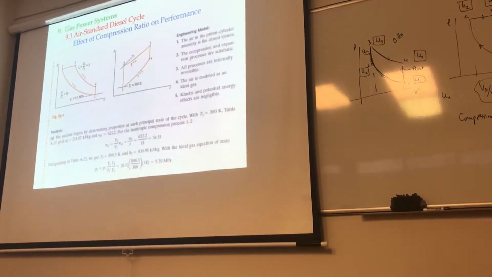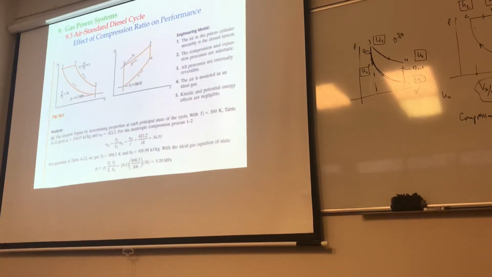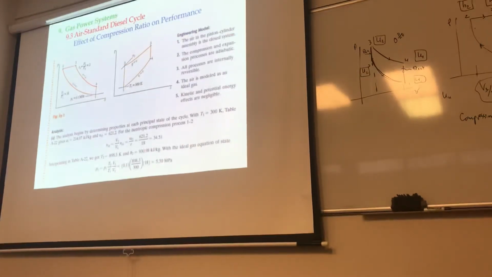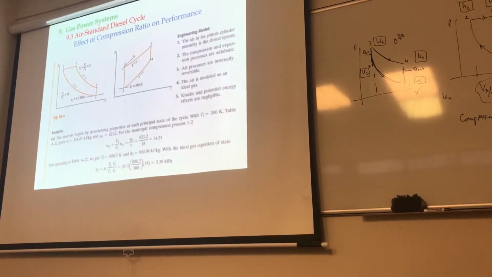So how do you do this? Obviously you need to draw a PV and TS diagram. Always a good idea to do those. For an Otto cycle, this 2 to 3 goes up like this because it's constant volume, then you drop down. For a diesel cycle, it just goes horizontal.